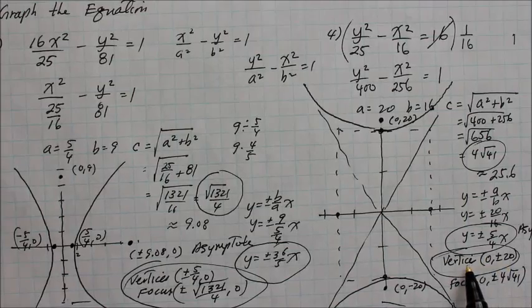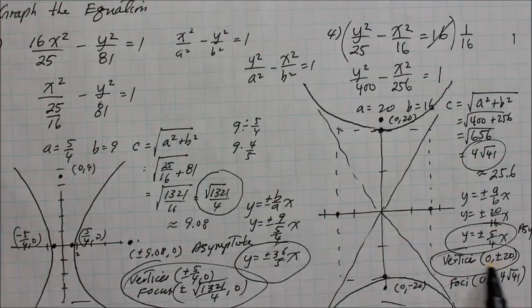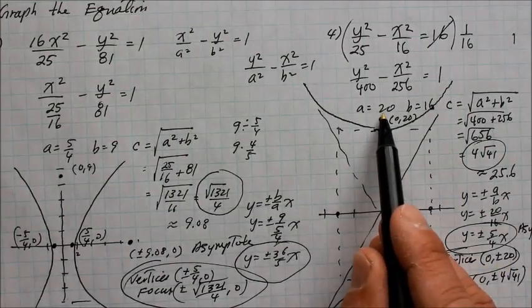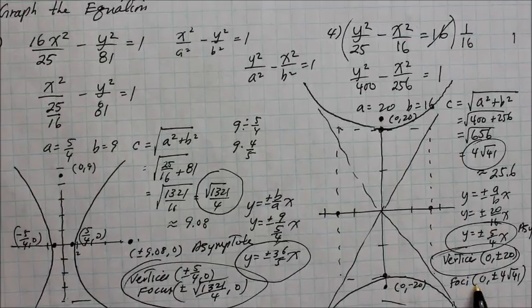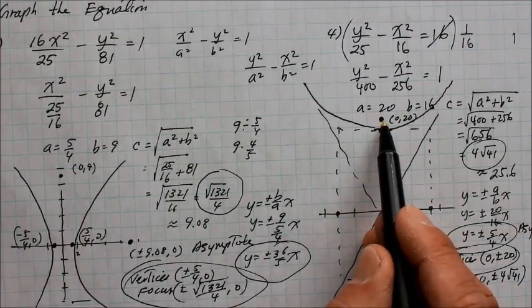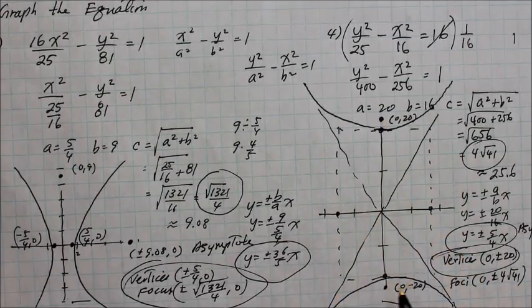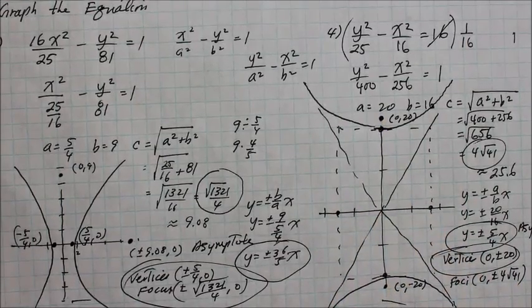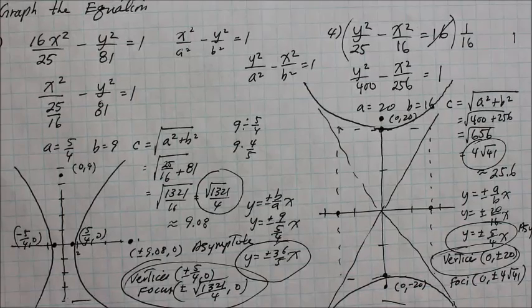And so the vertices are at 0 and plus or minus 20, as determined with the 20 over here. And the foci, we calculated it as plus or minus 4 square root of 41, which was just beyond that vertex. The opposite is true on this side. Okay, so there it is. Hyperbola.